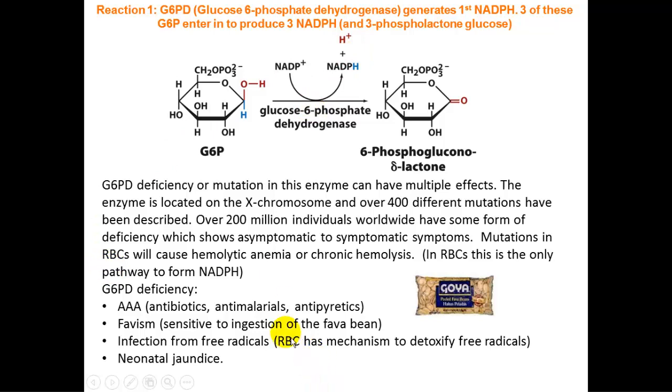NADPH is not there. Red blood cells do have a way to detoxify free radicals. NADPH malate dehydrogenase serves as an alternative to get rid of free radicals because that form of malate dehydrogenase makes NADPH. And children who suffer from glucose 6-phosphate dehydrogenase deficiency are often subject to neonatal jaundice.